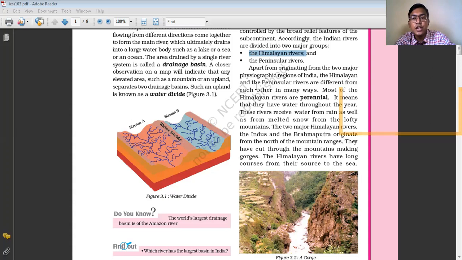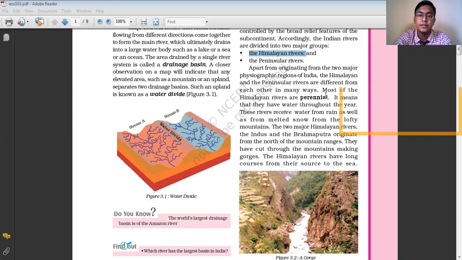So apart from originating from the two major physiographic regions of India, the Himalayan and the peninsular rivers are different from each other in many ways. The basic difference between the Himalayan and the peninsular rivers is that the Himalayan rivers have their origin in the higher ranges of the Himalayas. On the other hand, the peninsular rivers have their origin in the Western Ghats, in the central highlands. So this is the main difference between the Himalayan and the peninsular rivers.